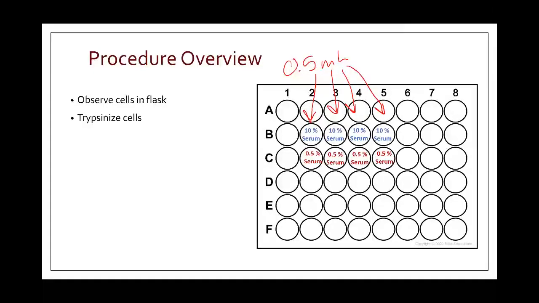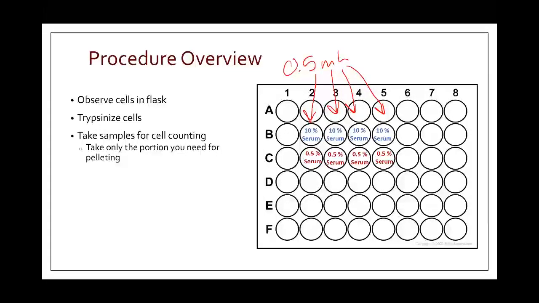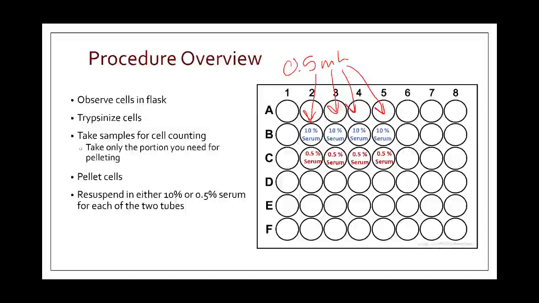So observe your cells, trypsinize your cells, which means lift them out of the flask in solution. Take your sample for cell counting, and then decide what portion you're going to need to actually go into this well plate. Pellet the cells, and then resuspend in either 10% serum or 0.5% serum for each of the 2 tubes. Those are going to be plated in your 48 well plate, and we'll use them for analysis later.